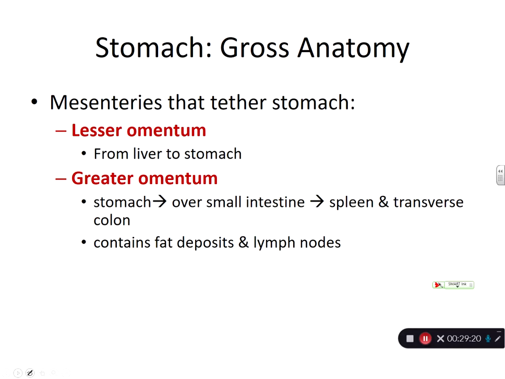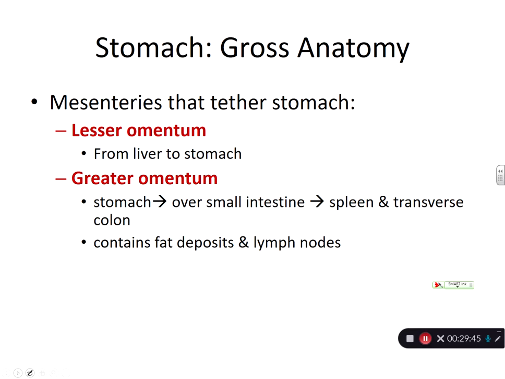You also have some mesenteries that help to tether the stomach and hold it in place. The lesser omentum is not one we've probably talked about before. And the lesser omentum is smaller than the greater omentum. The greater omentum should sound familiar. The lesser omentum basically tethers the stomach up to the liver. So it's coming from the top down. So it's really short. The greater omentum is much bigger.